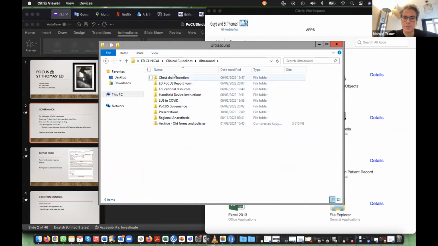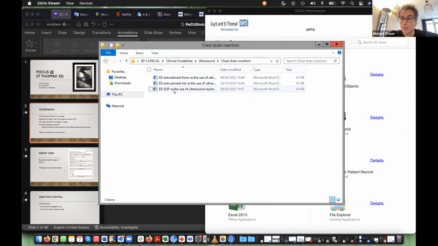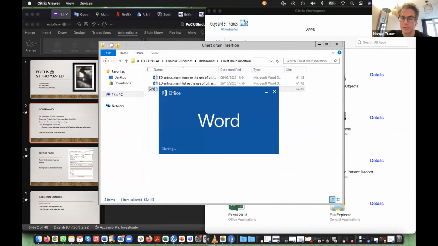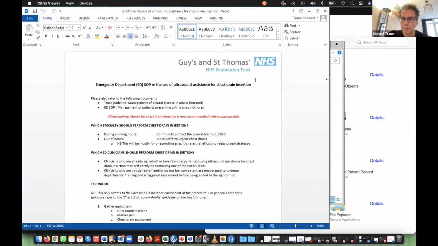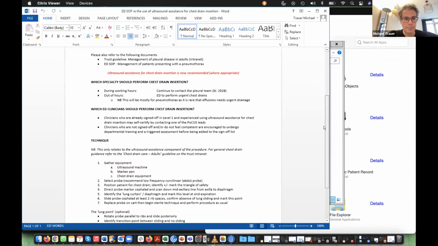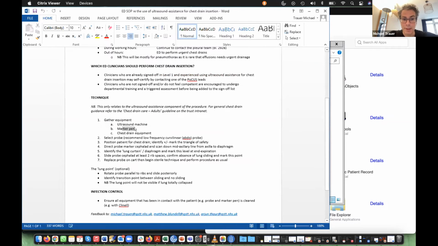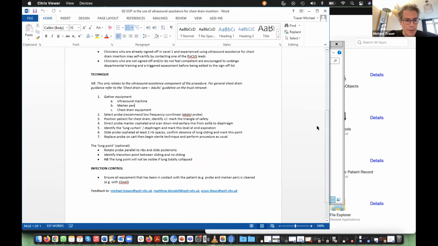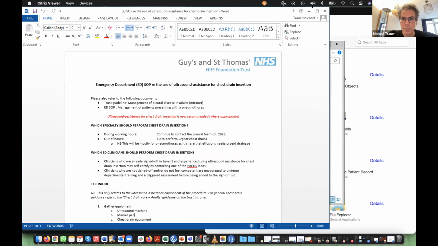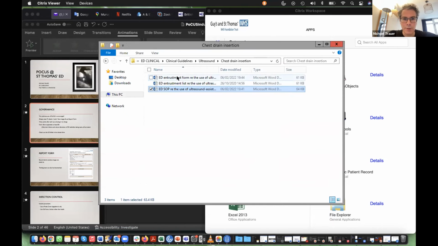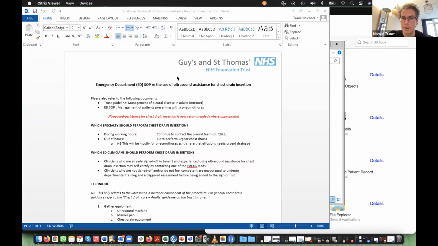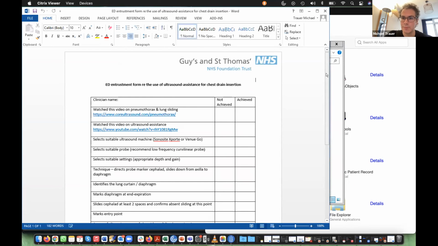So for chest drain insertion, we do have an SOP, a standard operating procedure for this that we came up with when the trust guideline changed a couple of years ago. So feel free to have a look at this. It just basically spells out everything that Matt's just said. Oh yeah, I'm hoping to get some proper marker pens as well for marking the skin, so you don't have to just use a biro. And so you can have a look at the SOP there, and it's also got an entrustment form if you want to do an actual assessment and be formally signed off in this.